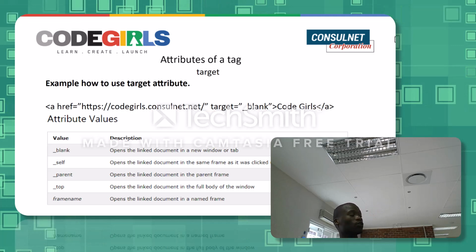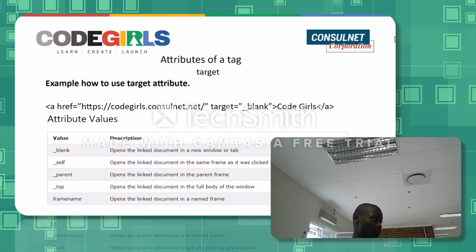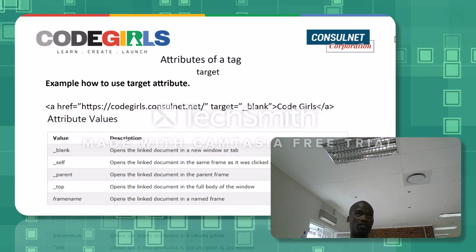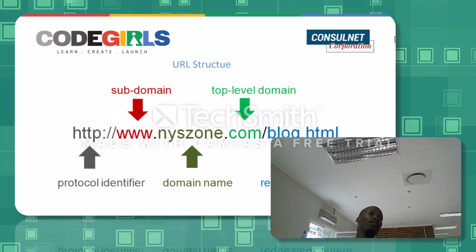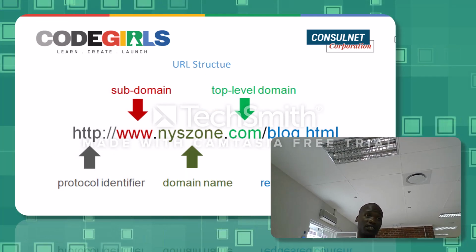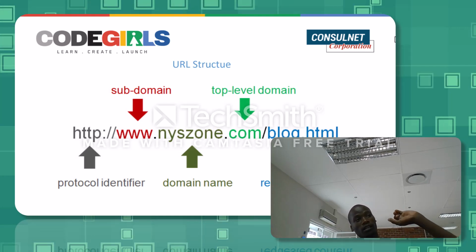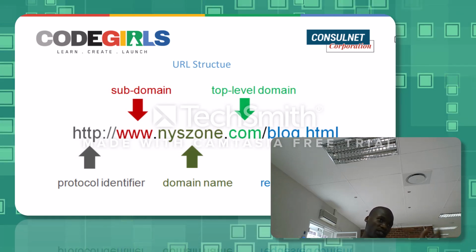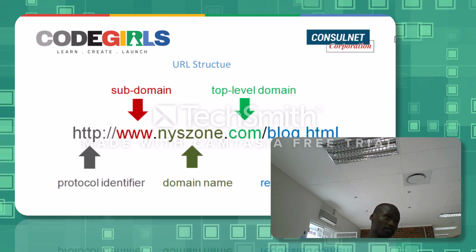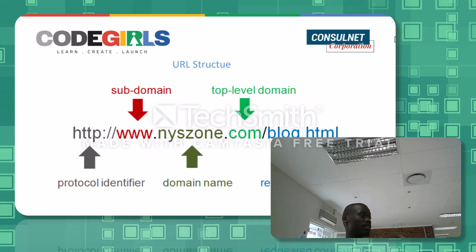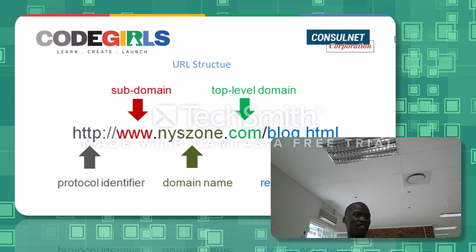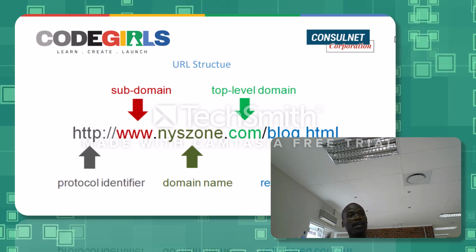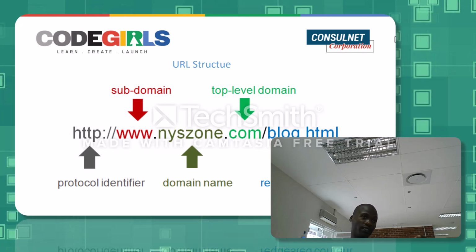Okay, so this is the URL structure. If you take a look at the first segment, it's HTTP, which is the protocol identifier. Remember I said HTTP and HTTPS protocols, but the only difference is that HTTP is not secure. HTTPS is secure. Then there's this www, which is a subdomain that stands for World Wide Web. That triple W is World Wide Web.